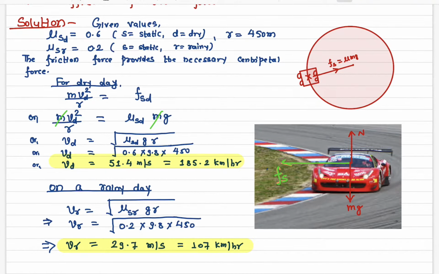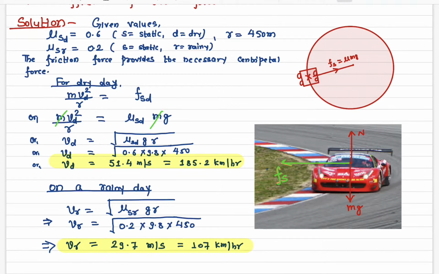Any object can move in a horizontal circle when there is a force acting towards the center of the circle. There must be a force to provide the necessary centripetal force. Otherwise, the particle cannot move into the circle. When a car is moving into a horizontal circle, the friction force provides the necessary centripetal force.